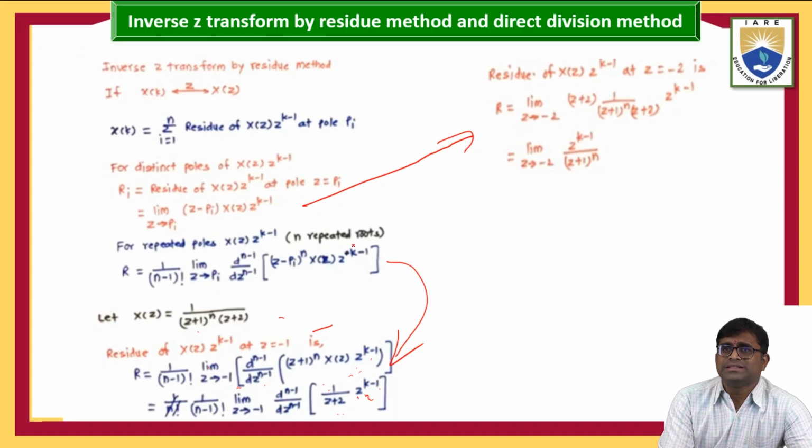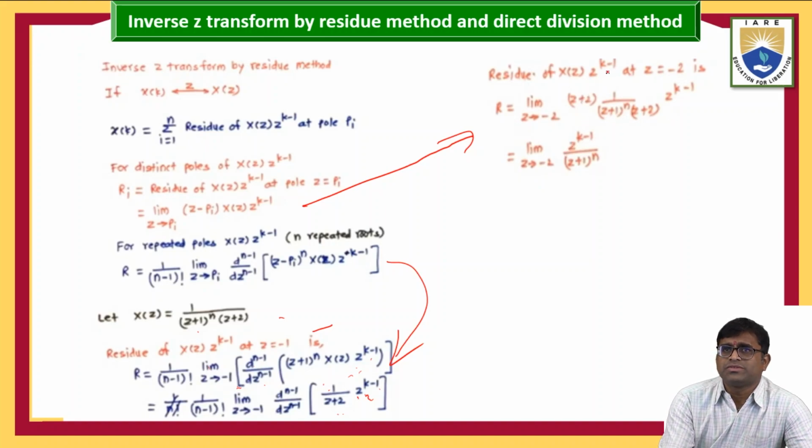What is the pole value here? z equal to minus 2, no? So limit z tends to minus 2, z plus 2 into 1 by z plus 1 whole power of n into z plus 2, times z power of k minus 1. If you take the limit and substitute, the value comes here.